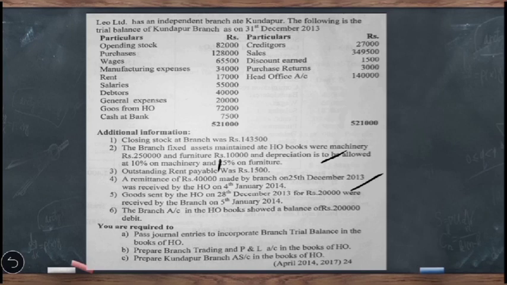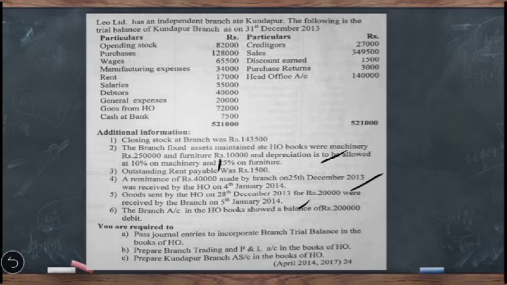Okay. In addition to that, the third special transaction is goods sent by head office to the branch amounting to rupees 20,000 on 28 December 2013, but it has been received by the branch on 5th January 2014. Again here also, till 31st December 2013, the branch did not receive the goods sent by the head office. So, it will be considered as goods in transit. So, for cash in transit and goods in transit, you can pass the compound entry.